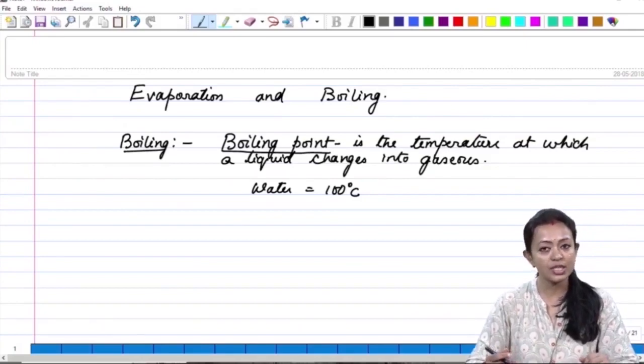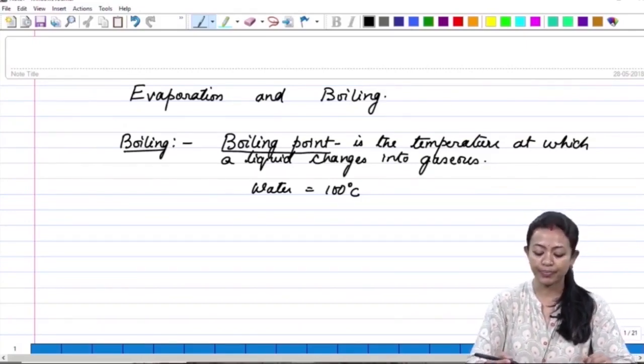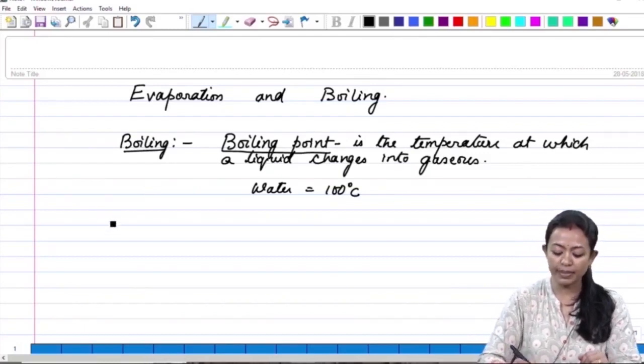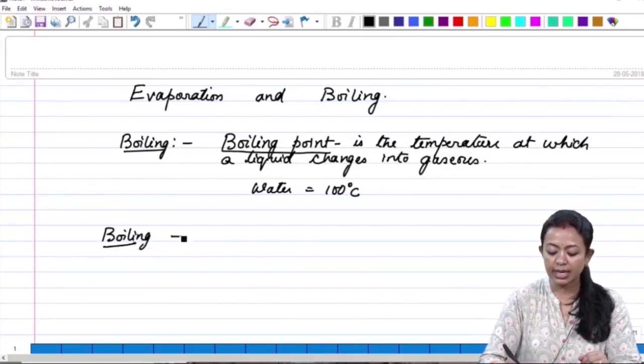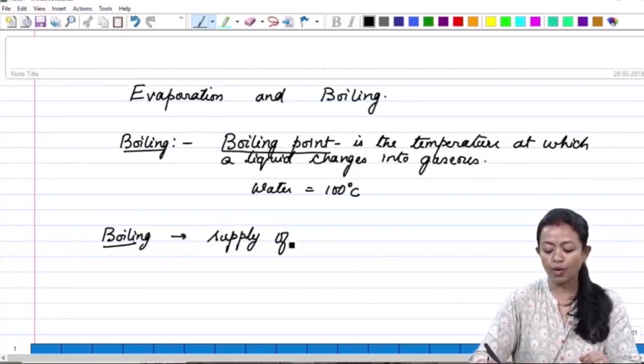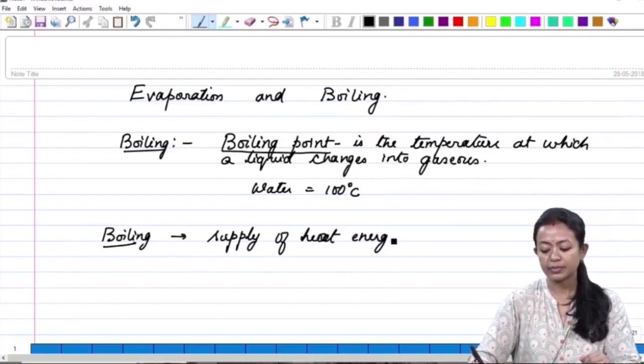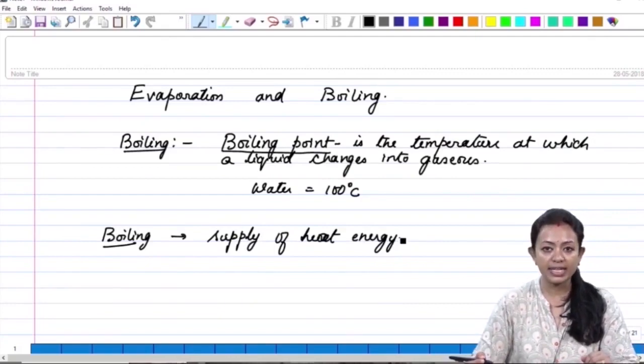Now for that, let us try to understand, and for that let me elaborate it more. In case of boiling, what happens is that you always supply energy. Supply of heat energy is done. By giving heat energy, what are you doing? You are inducing energy to the system.